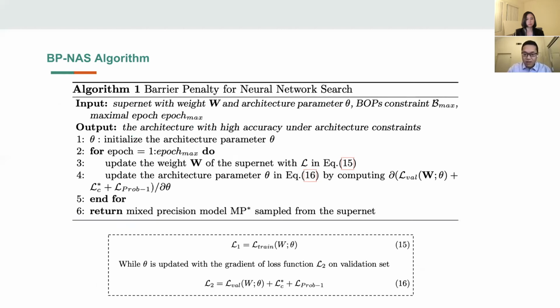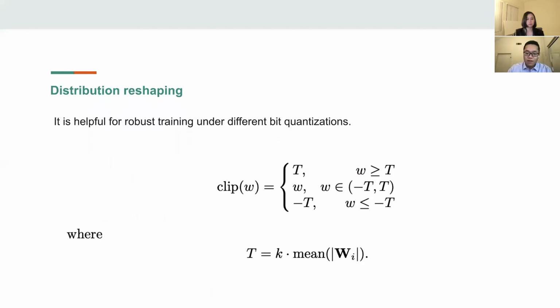Let's summarize the BP-NAS algorithm here. There are 3 steps: training a supernet, sampling the mixed precision form of the supernet, and retraining the mixed precision model. If anyone remembers, there's still one problem that hasn't been solved, which is unstable training. So the paper uses distribution reshaping to alleviate this problem. For each weight W in the i-th layer weights, it uses a clipping method to reshape the weights to get a uniform-like distribution. If you're interested in the robustness of quantization with distribution reshaping, you can check the reference papers.